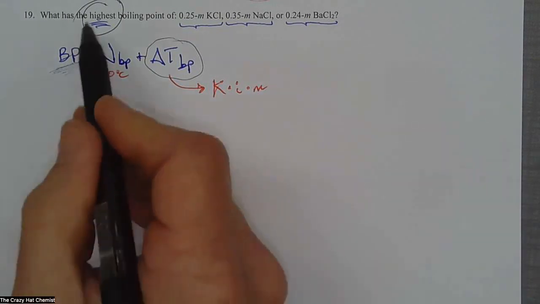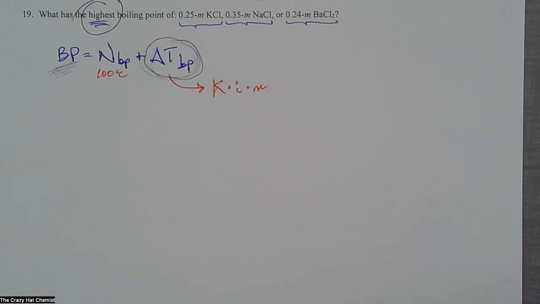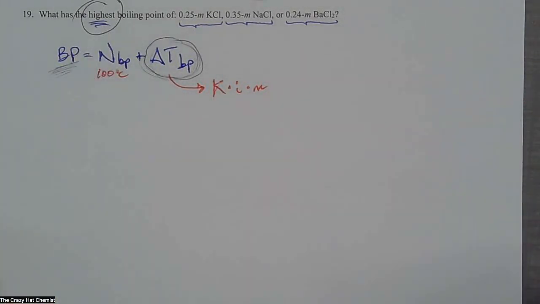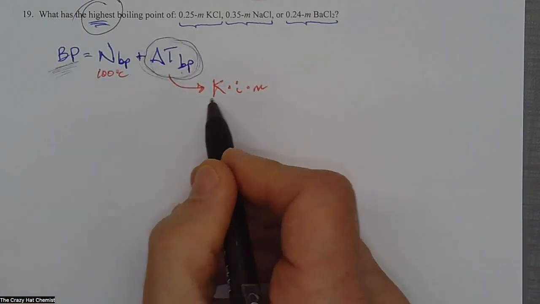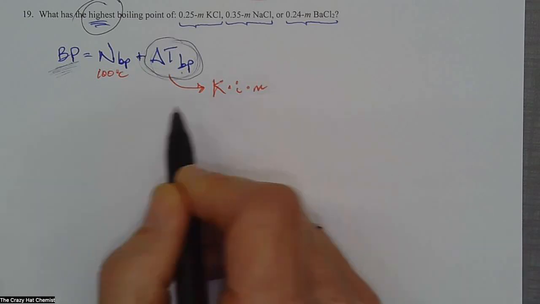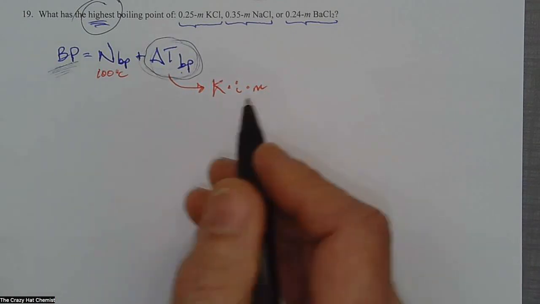If I was looking for the lowest boiling point, I would be looking for the smallest change in temperature. Since I'm looking for the highest boiling point, I'm looking for the largest change in temperature, which means I'm looking for the largest Kim. So I'm going to compare the Kim of all three of these solutions. That's what I'm looking for.